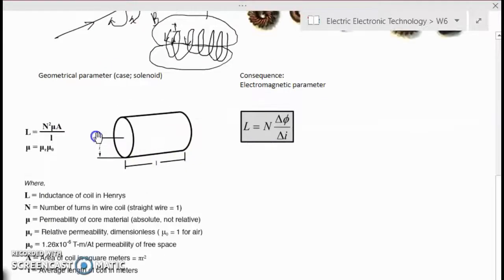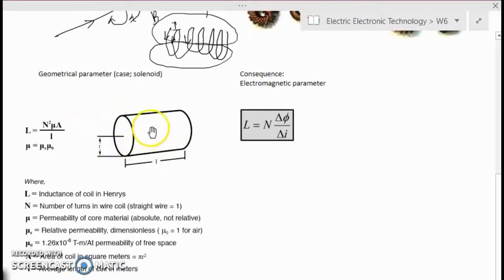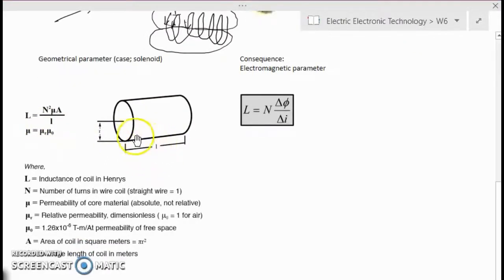So these are the parameters that influence the value of L, right? Imagine if you have a bigger A, a bigger diameter of your solenoid, you will have more inductance. Or if you increase the number of turns of wire, you'll have more inductance as well. Or if you put in a core material with a higher permeability, that means your mu is higher, and your inductance will also be higher.